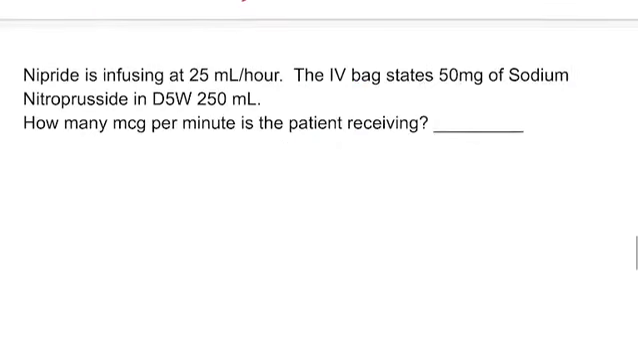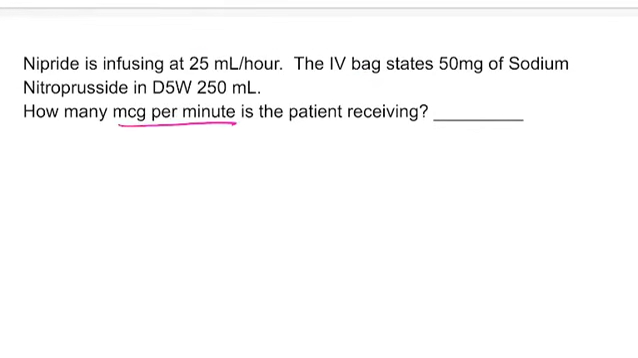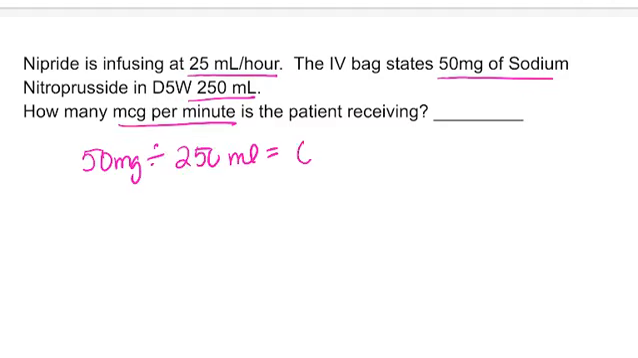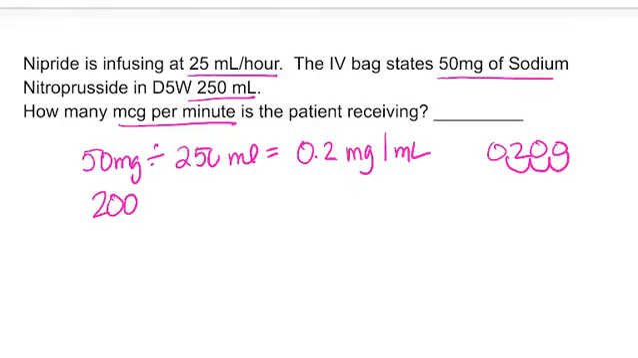Next question. How many micrograms per minute is the patient receiving? Okay, so let's see. Nipride is infusing at 25 milliliters per hour. The bag states 50 milligrams of nitroprusside in 250 milliliters. And let's do this again. Let's do 50 milligrams and divide that by 250 milliliters, and that is going to equal 0.2 milligrams per milliliter. Now, if I take 0.2 and I want to make that into micrograms, I'm going to go 1, 2, 3. I get 200. So I know that this concentration is 200 micrograms in 1 milliliter.